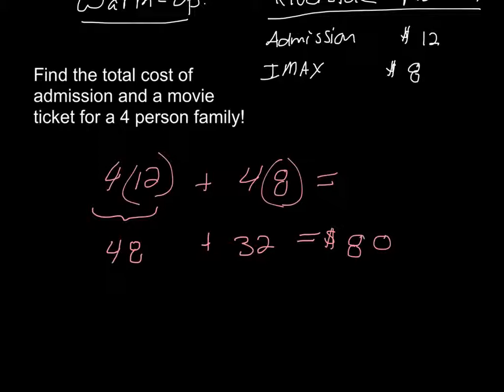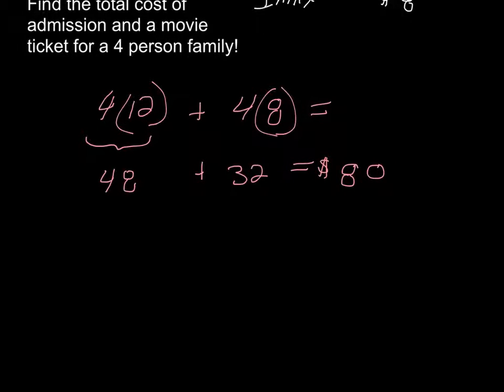Now I've got a question for you. Since we're introducing our properties, could I go ahead and write it like this? I'll change my color here. Could I write it like this? Could I go 4 times 12 plus 8? I want you to go ahead and work that out right now and tell me if that's correct or not. Pause the video.